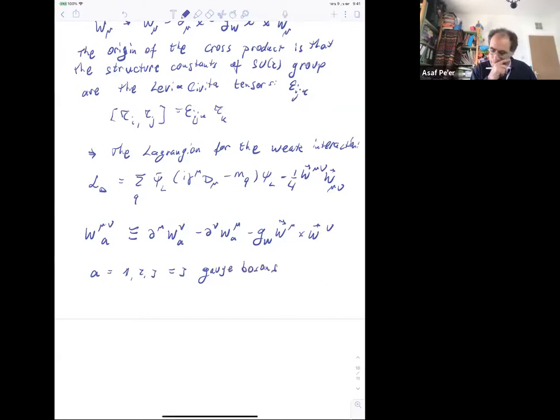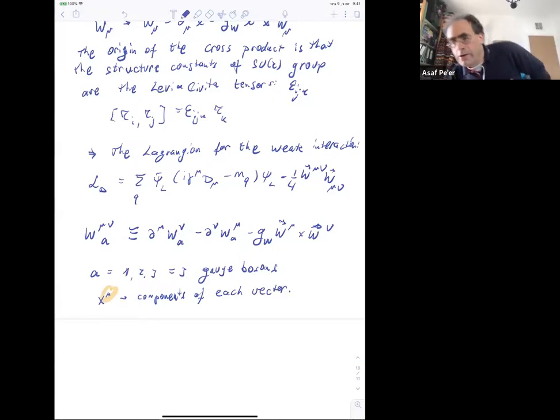Don't get confused by the upper index μ, as in X^μ. This μ represents the component of each vector. So the first thing we find is similar to what we had in QCD. We find that there are vertices with three and four bosons. So the bosons can interact with each other.